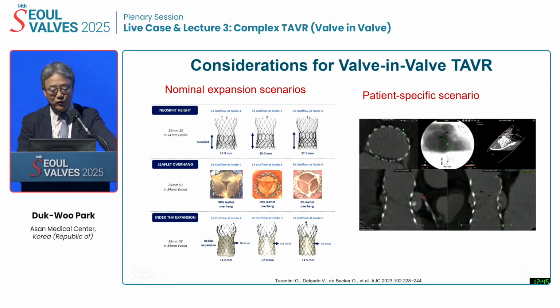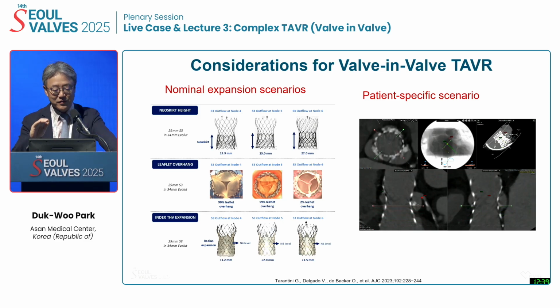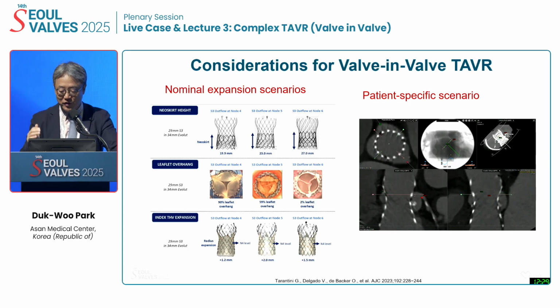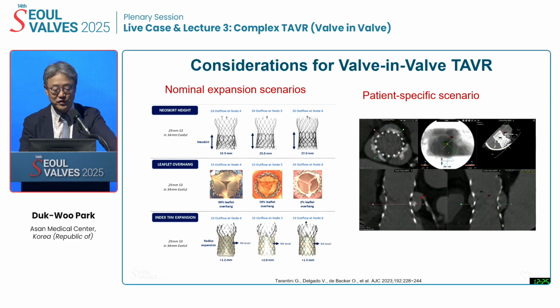On the basis of CT scanning, we think about a lot of points about the neo-skirt height or leaflet overhanging and the valve expansion. Regarding durability and coronary obstruction risk, there are several anatomical things we should consider.